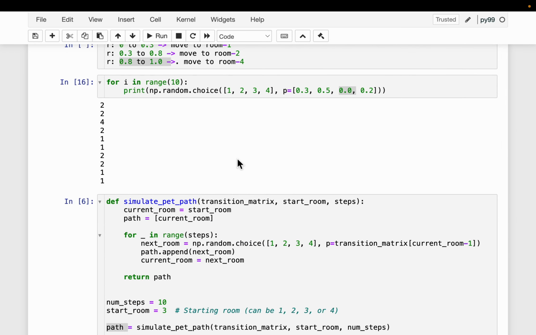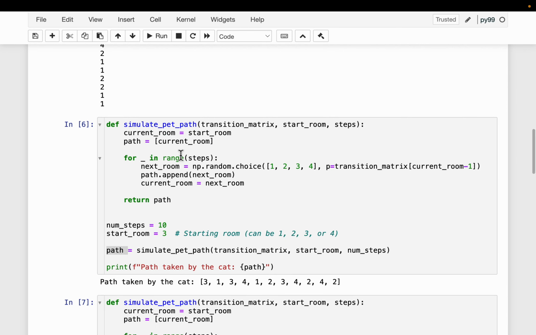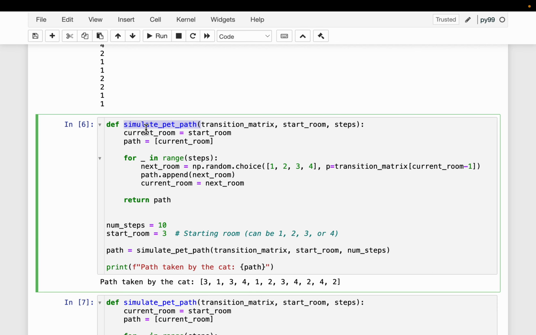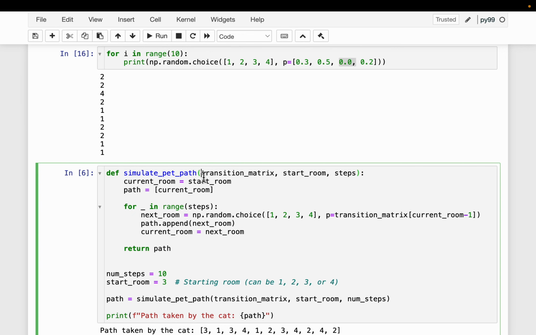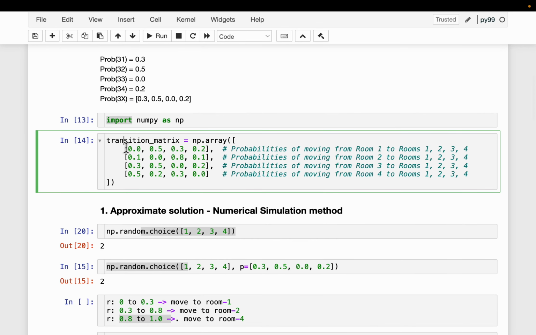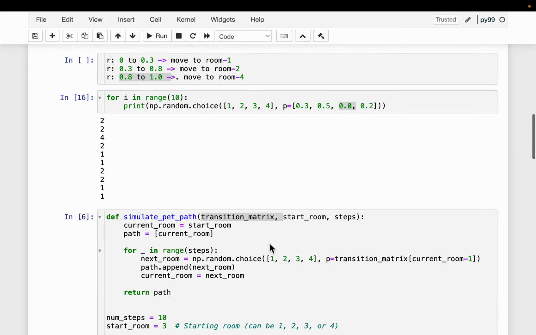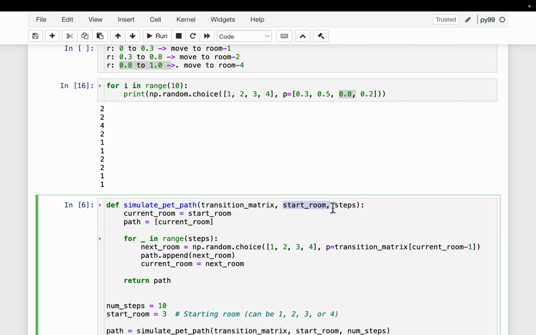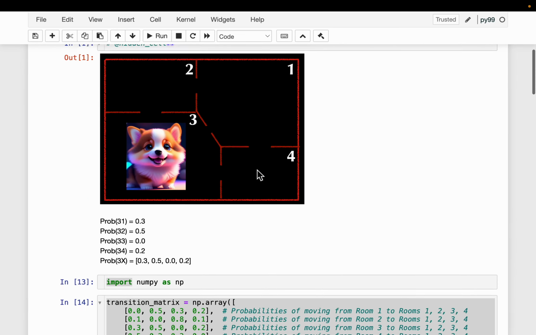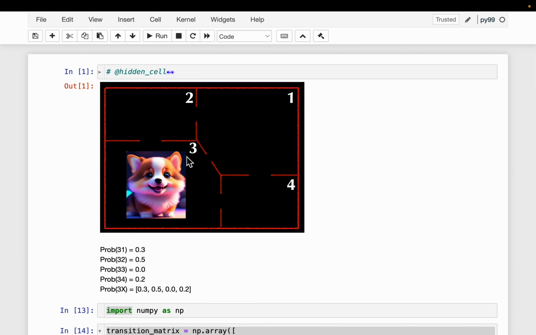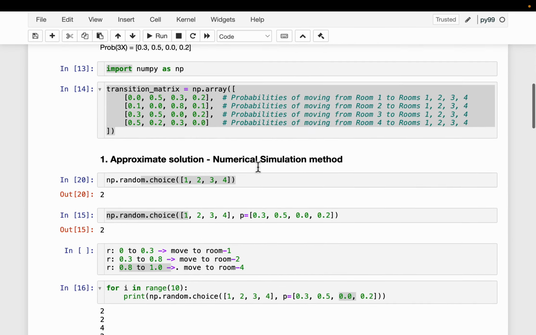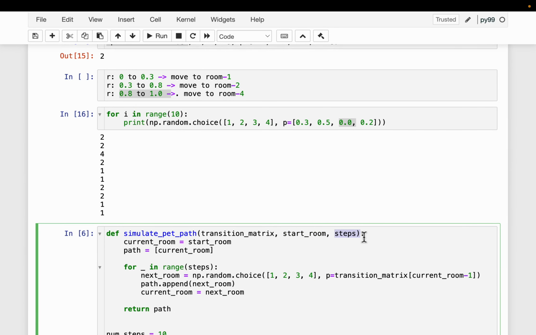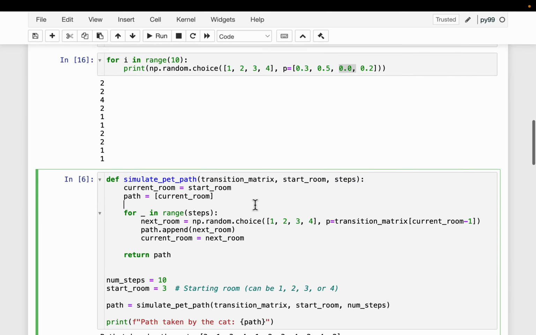Okay, so those are the basics. Once all those concepts are clear, simulating this problem is super easy. So here we define a function, simulate pet path. It takes this transition matrix, this one, that's the technical name for it. It's called the transition probability matrix, but it doesn't matter. So it takes that matrix. It takes the initial starting room. Now on day 1, here we put the pet in room 3, but it could be in any one of the rooms, right? So we can define that. And the number of steps, or the number of days after which we want to find out where the pet is. All right. So to begin with, the current room is the start room.